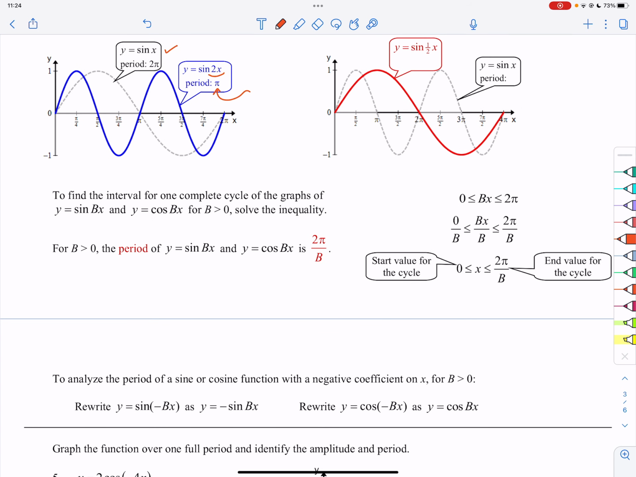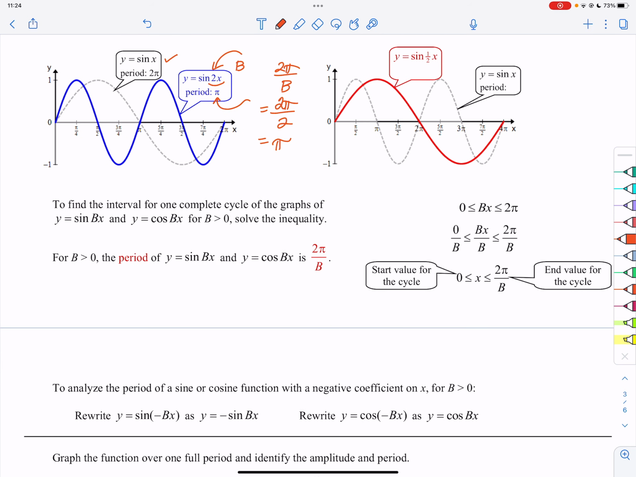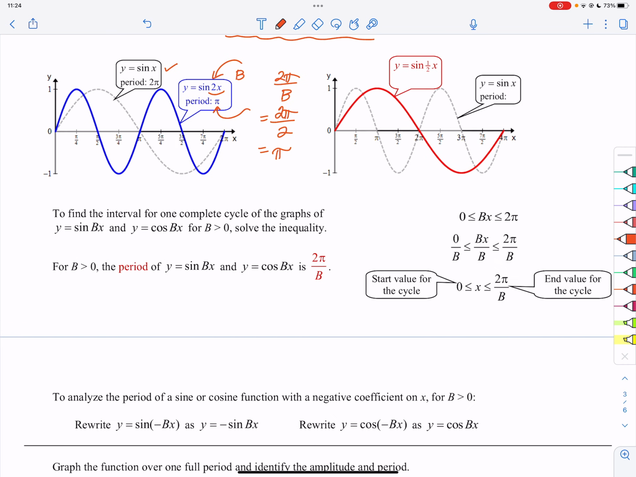We would actually be dividing by that constant. And so in this case, we would take 2 pi and divide it by 2. 2 pi divided by b, and that would just give us a period of pi. Okay, and that is the same for the sine of x as well.